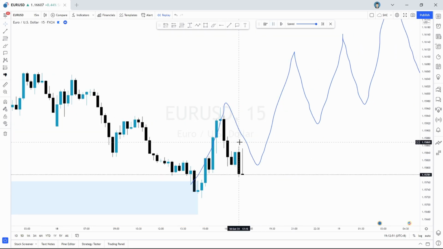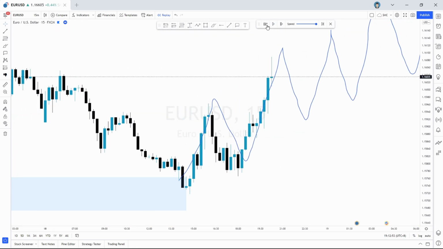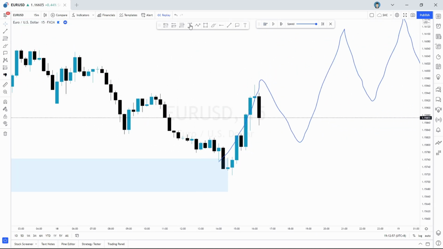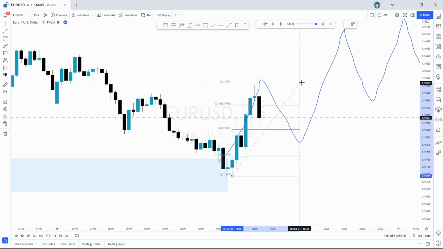As soon as price broke that structural point over there, I didn't mean to click that either. You do the same thing again, get the fib from low to high.